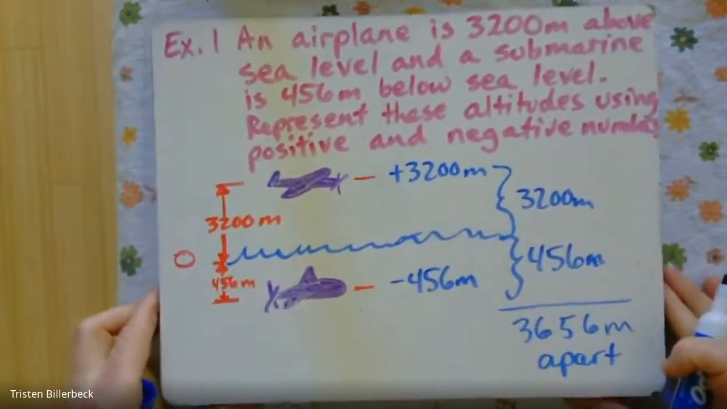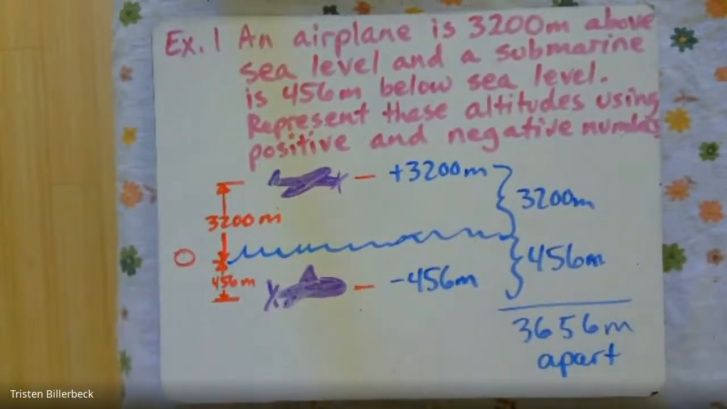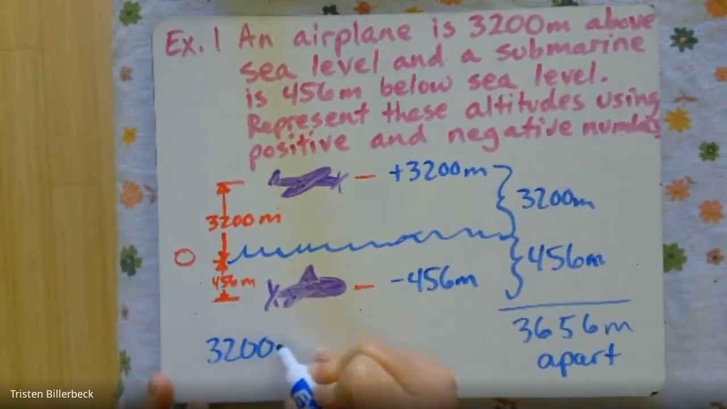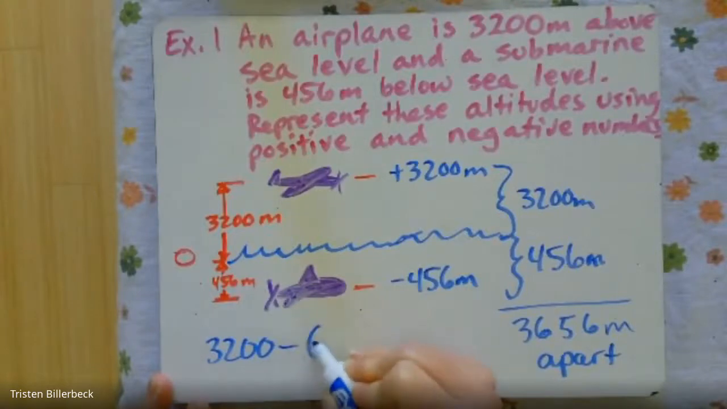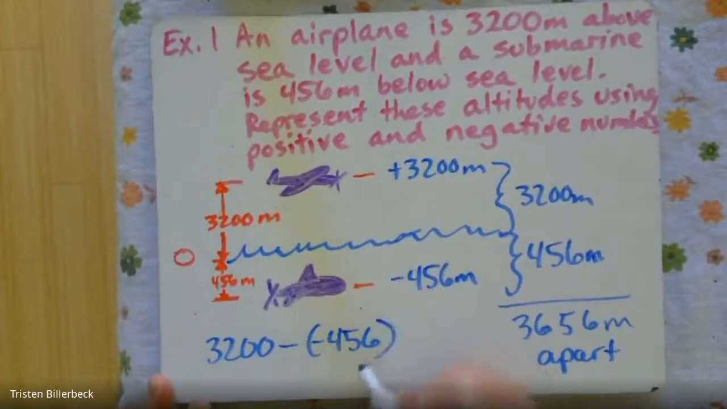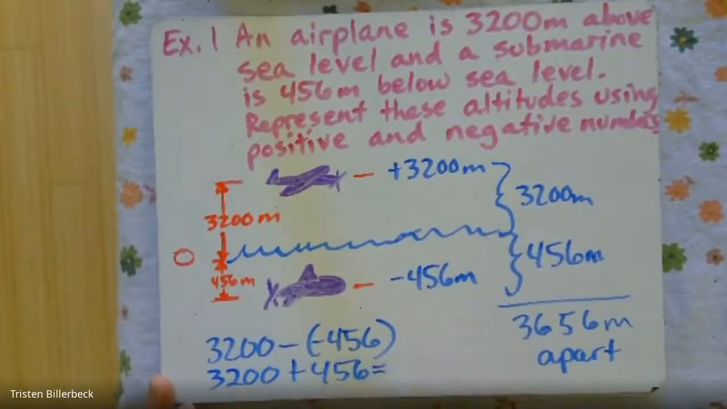All right, so that's how you find the distance. The distance is subtracting. So if we had 3,200 minus -456, well, we have a minus minus, so that's the same thing as 3,200 plus 456, which is what we did. And that's 3,656 meters.